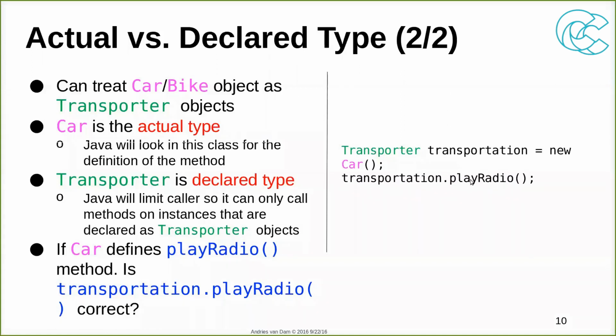We can only call play radio and move. So that's the limit or the restriction here. But the advantage is now that you can use this type to associate it with any object that the interface implements.